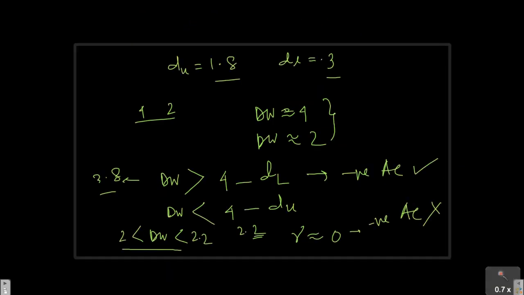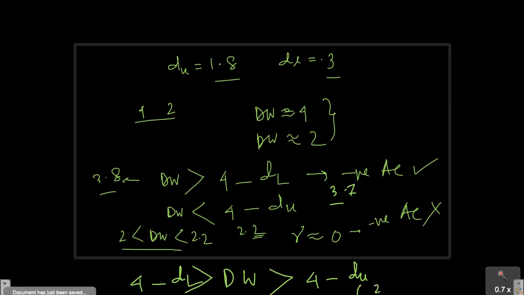Whereas if my dw stat falls in between, then just like in the case of positive autocorrelation, I will have some gray area. I will not be able to say anything conclusively. So I will write it as: if my dw is less than 4 minus dl, which in our case we calculated as 3.7, and if my dw is greater than 4 minus du, which in our example is 2.2, so between 2.2 and 3.7.